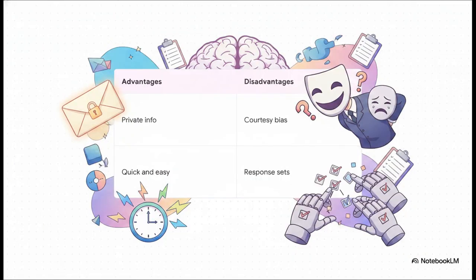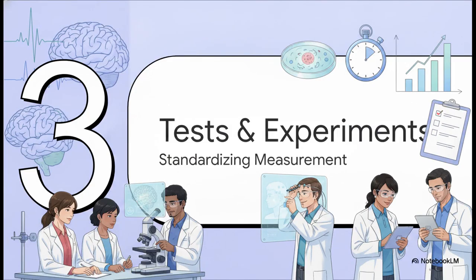And if you just need to quickly ask a large representative sample about their thoughts, surveys and questionnaires are incredibly efficient for that. You can gather private information super fast, but you really have to watch out for courtesy bias. This is when participants give you the socially desirable answer, like exaggerating how often they exercise, rather than telling you their true opinion. You also risk response sets, where people just start randomly checking boxes without actually thinking about the question. Okay, let's head into Section 3, tests and experimental methods.